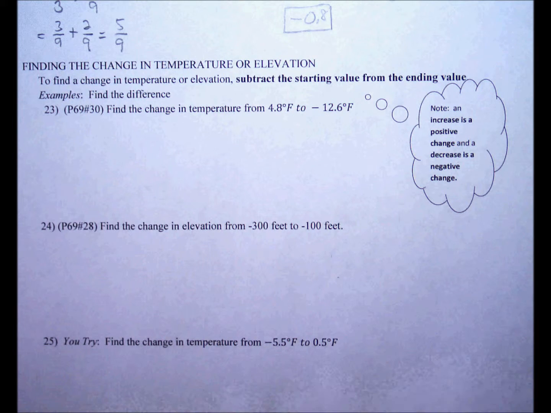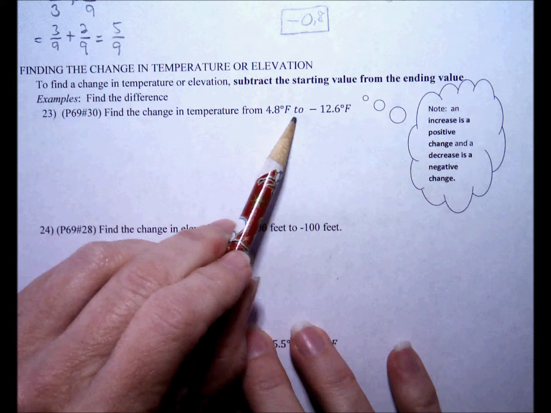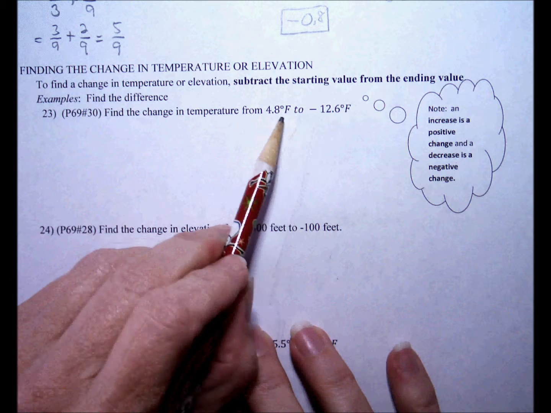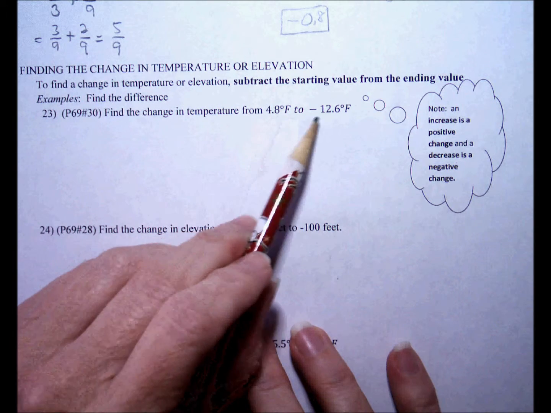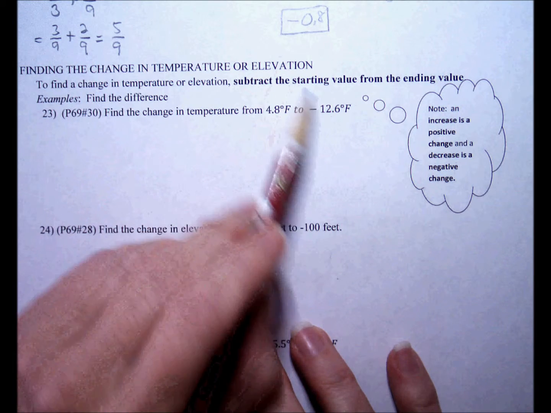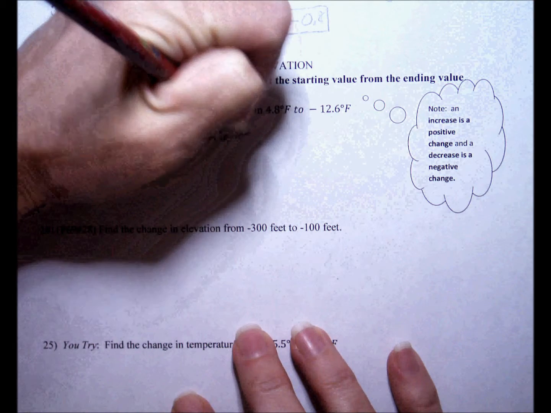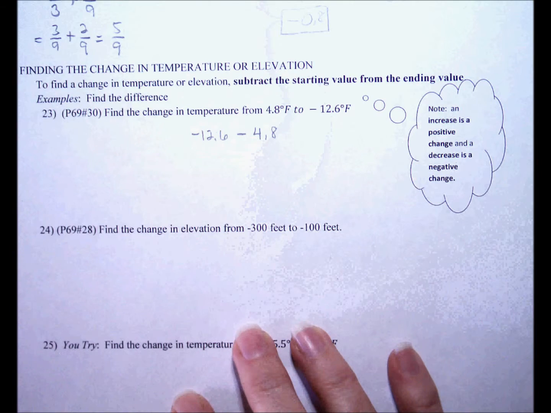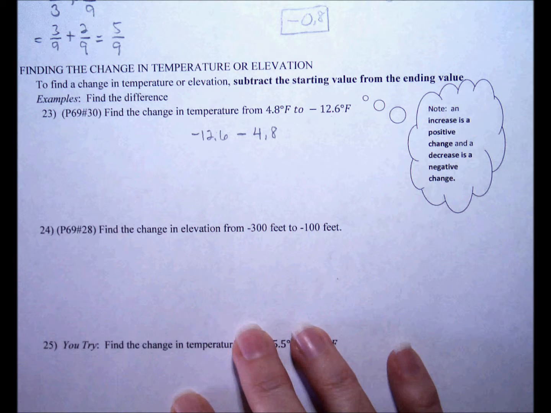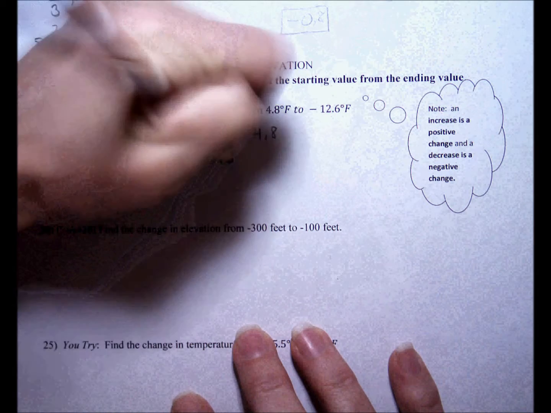Now, finding the change in temperature or elevation, the key here is to subtract the starting value from the ending value. So if we're changing from 4.8 Fahrenheit to negative 12.6 degrees Fahrenheit, our starting value is the 4.8, our ending value is the negative 12.6. So we're subtracting the starting value from the ending value. So that's negative 12.6 minus 4.8.